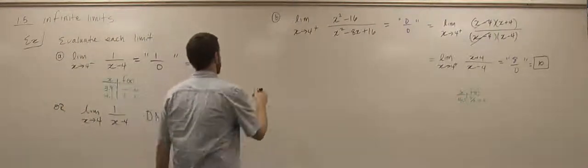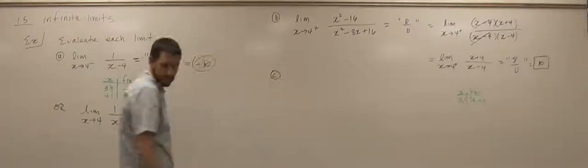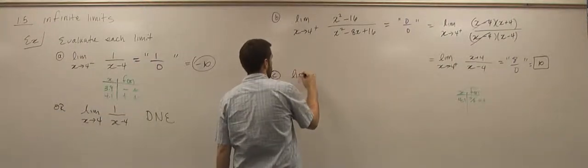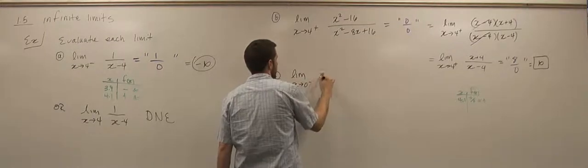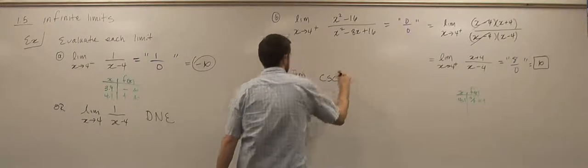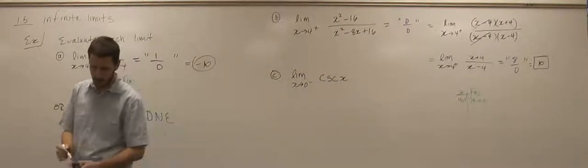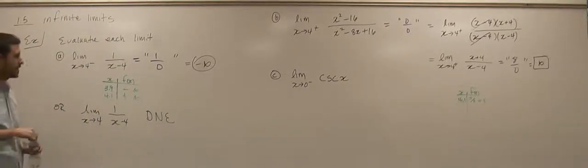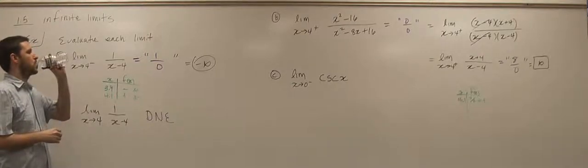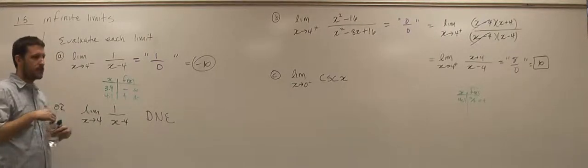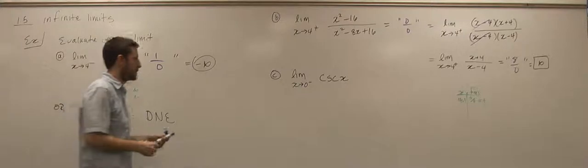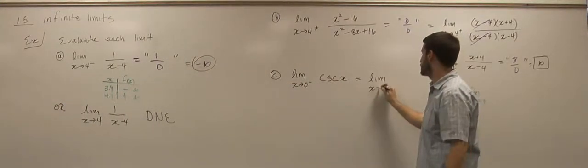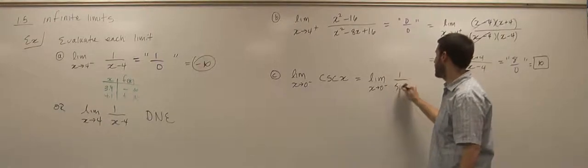What about some trig functions? We talked about those a little bit. Limit as x goes to 0 from the negative of cosecant x. How do you analyze this guy? 1 over 0. You can think of it as 1 over sine. This is the limit as x goes to 0 from the negative of 1 over sine x.